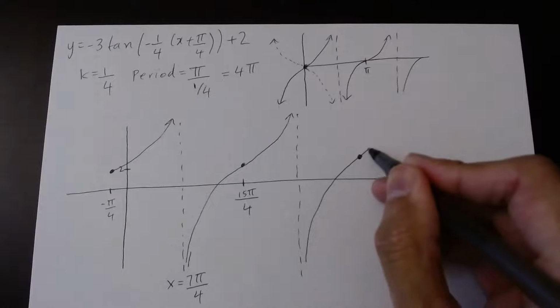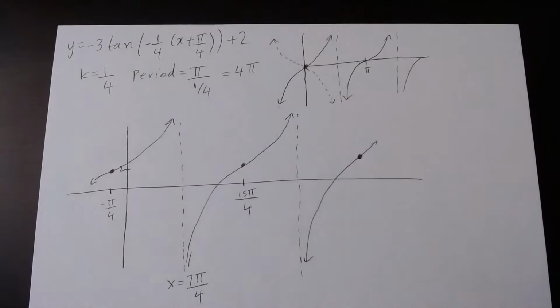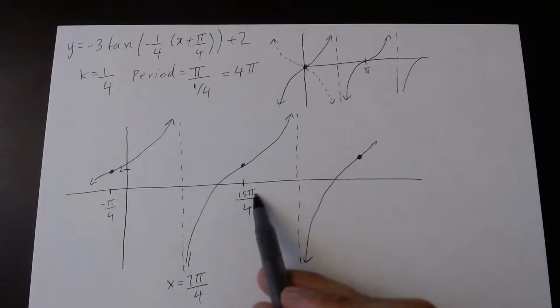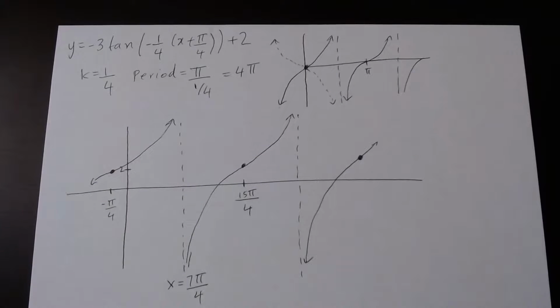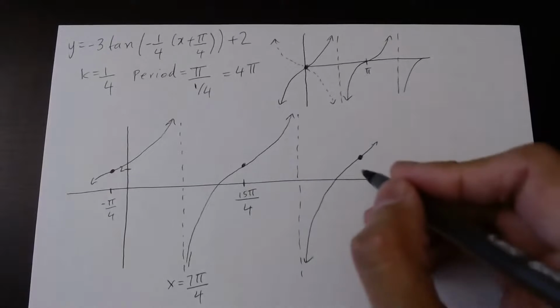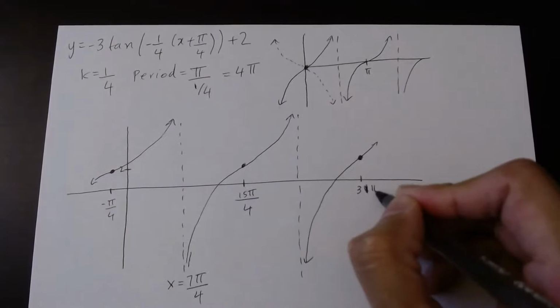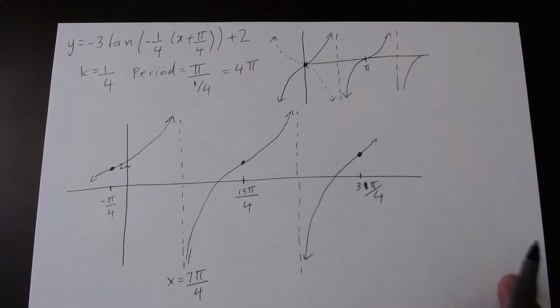It's going to look like that. I won't continue too much. I'll just extend it a bit on both sides. If I want to find this key point here, I just have to take 15 pi/4 and add my period again. So 15 pi/4 plus 4 pi is just 31 pi/4. Then I can find the midpoint of these two to find the equation of this asymptote here.